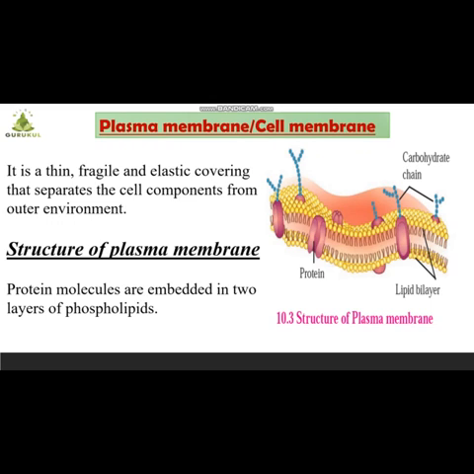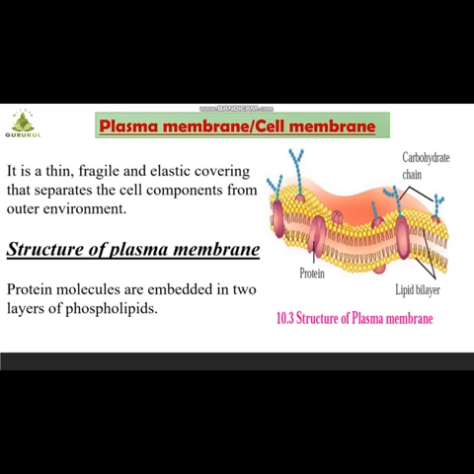This is the second subpart. Students, the plasma membrane or cell membrane is present beneath the cell wall. Now if animal cells don't have a cell wall, that means animal cells directly have the plasma membrane or cell membrane as the outer covering. Correct? Now let us understand this in detail. It is a thin, fragile and elastic covering that separates the cell components from the outside environment. Clear?